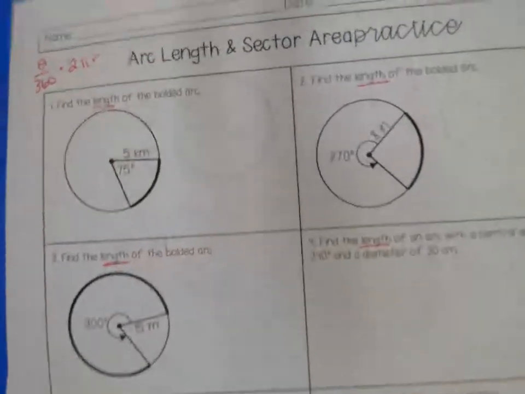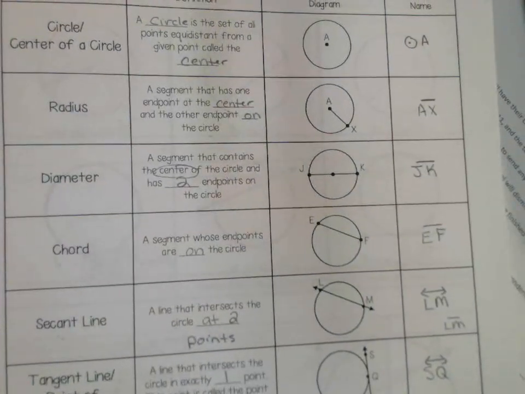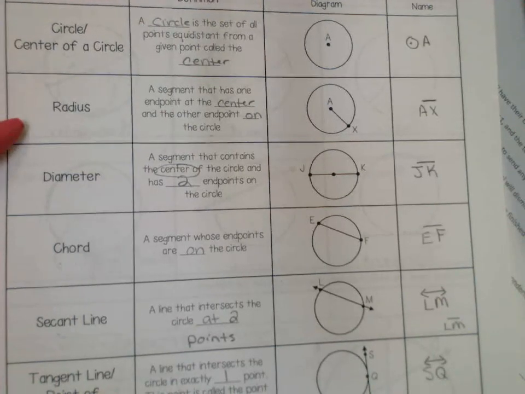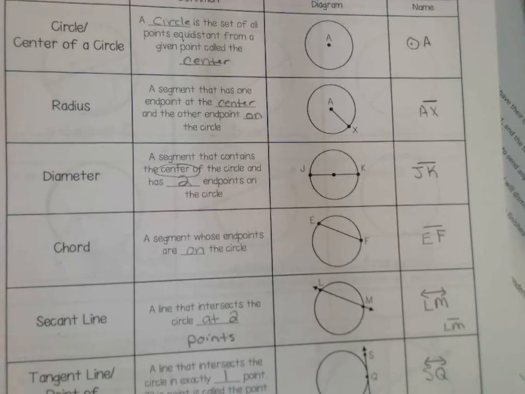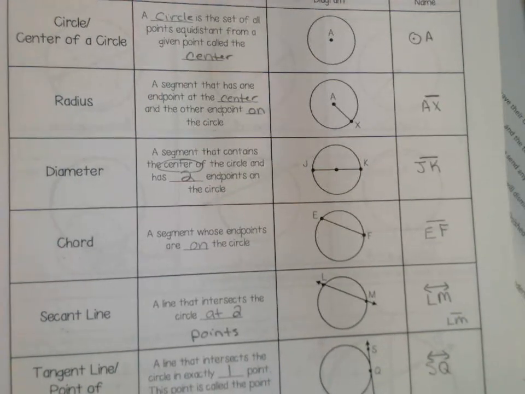Now, tomorrow you will have a quiz. Here's what your quiz is on. That's what we did yesterday. So, you will need to be able to identify each of these things: your circle, radius, diameter, chord, secant, tangent line, arc, and sector. So it's these terms.